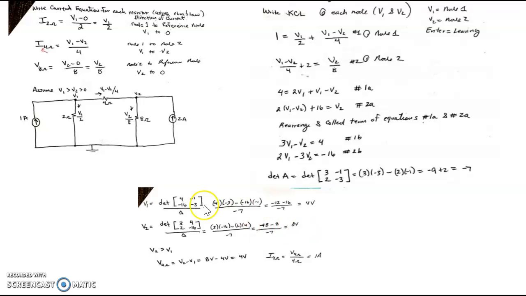If we didn't notice that, we would have gotten a negative 1 amp, which means current is not going this way, current is actually going that way. So keep always in mind, a negative sign in front of a current means reverse the direction of the current.